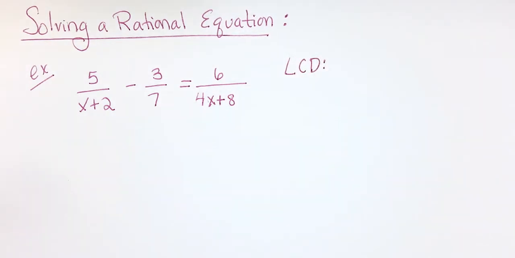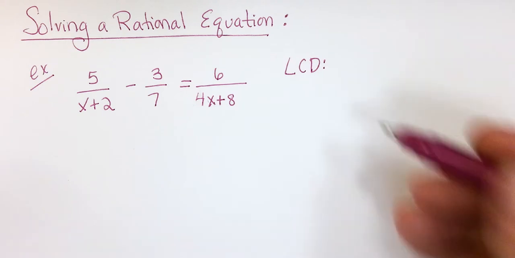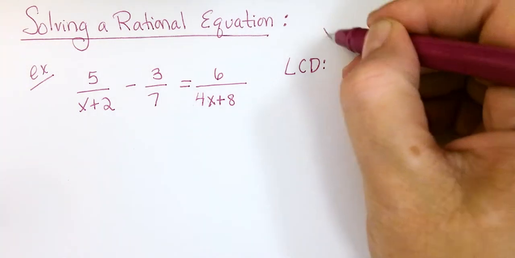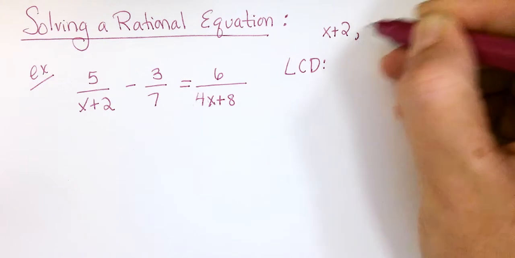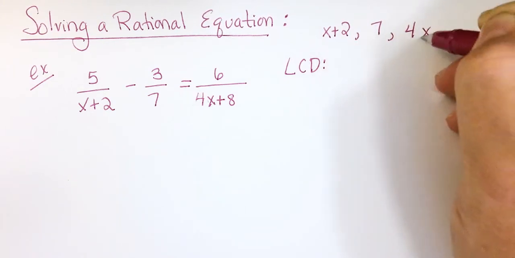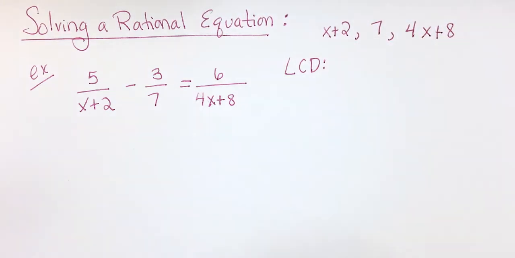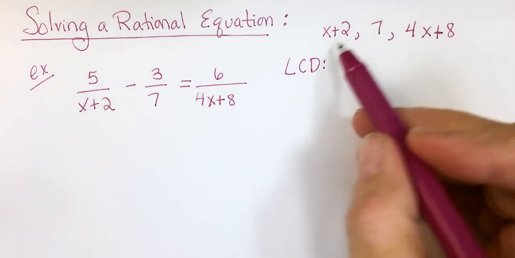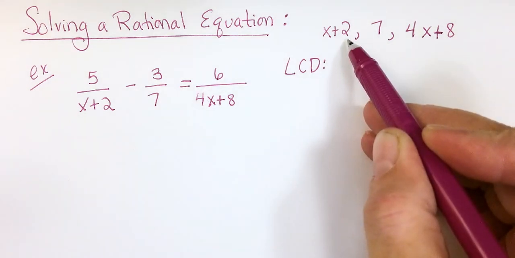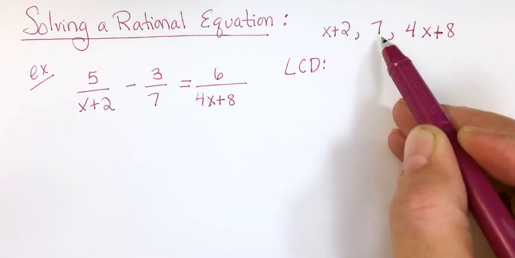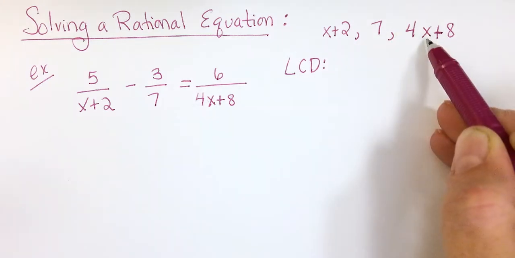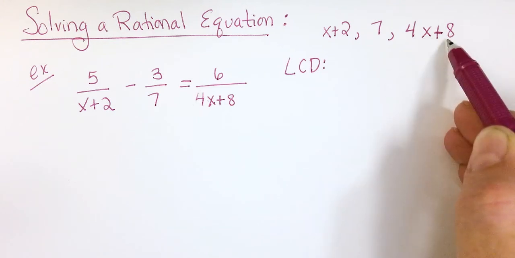So first, let's consider all the denominators. We have x plus 2, we have 7, and we have 4x plus 8. What we want to do next is make sure that all of these denominators are completely factored. So this one is completely factored. That is the simplest form it can be in. Same with 7. But if we look at this one, we see that there is something in common between these two terms.